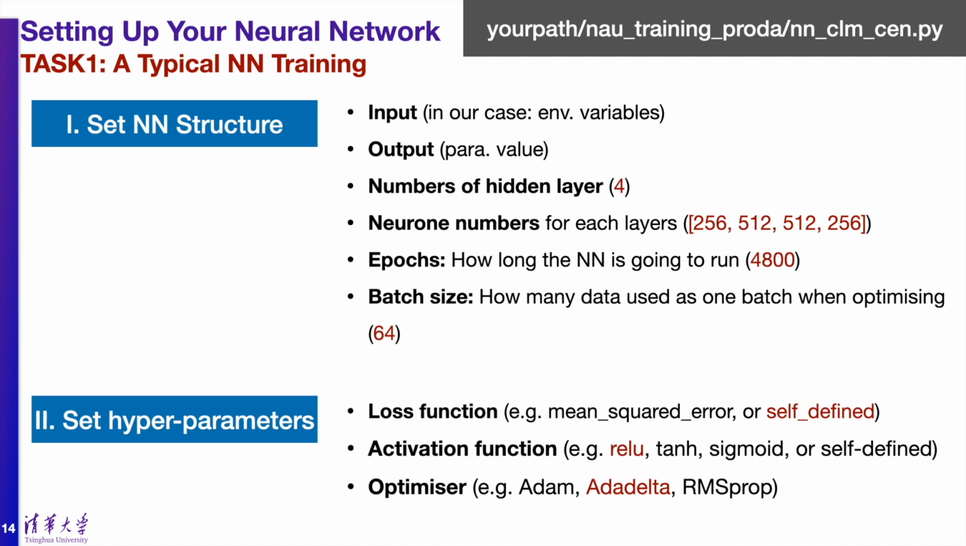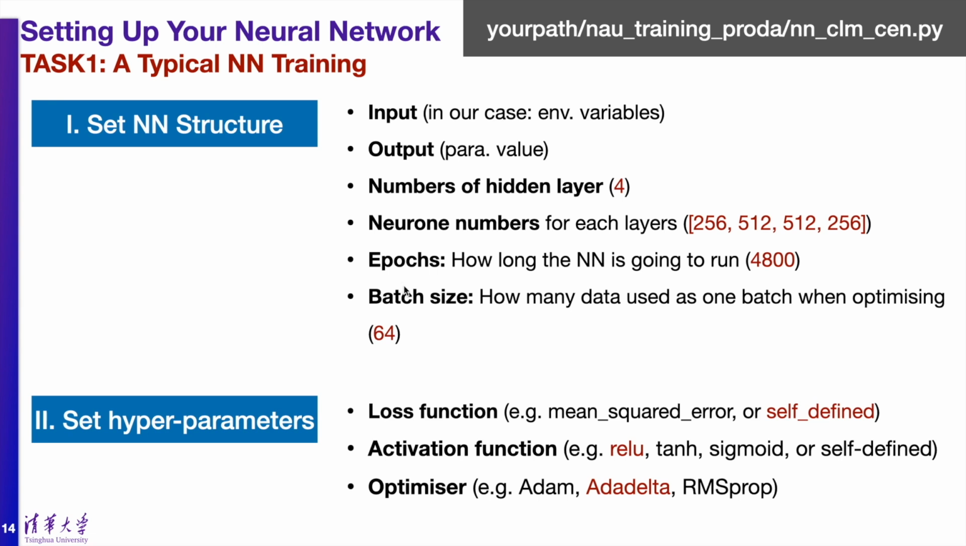So now we know the basic settings of a neural network. We have to have the input, the output, the hidden layers, and the neuron numbers at each layer to build the neural network. The approach determines how many iterations you want the neural network to be optimized, and the batch size indicates how much data you want to use in one batch in optimization.